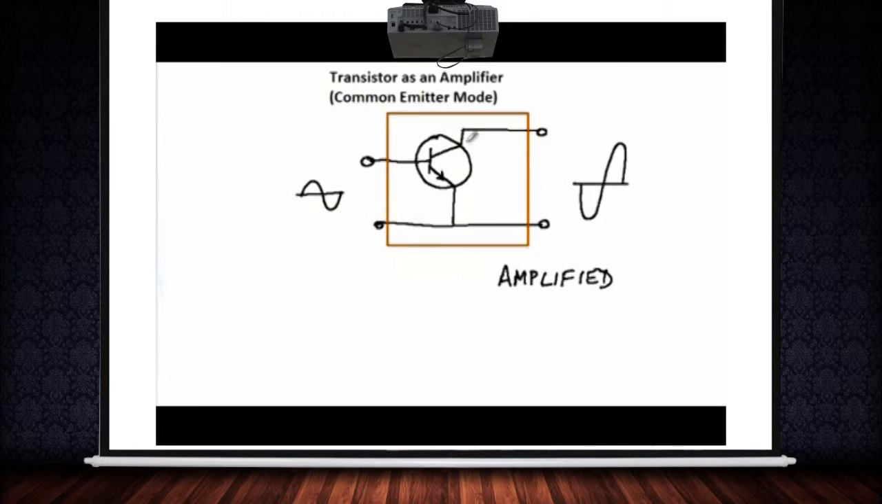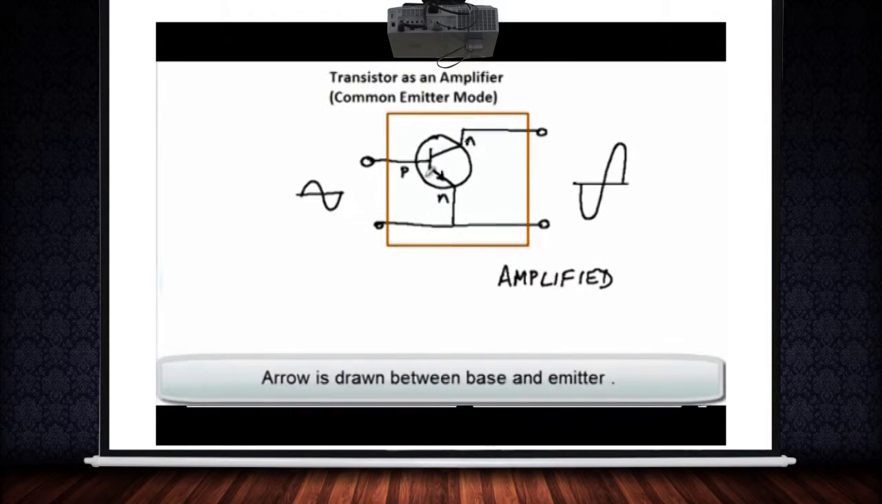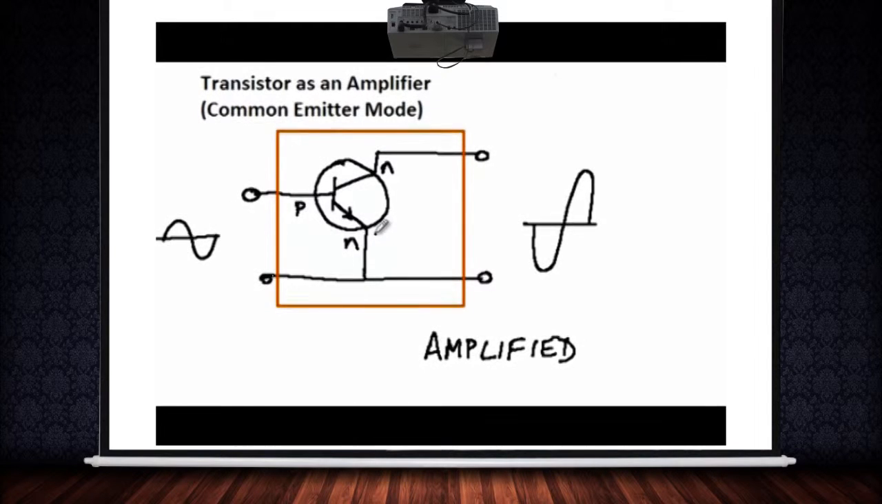Now when we look inside the box, we find that we have an NPN transistor. You know that this is an NPN transistor from the direction of the arrow, which points from the positive terminal to the negative terminal, and this NPN transistor is in a common emitter mode. See, this terminal is the emitter, this is the base, and this is the collector. You can see that the emitter is common to the input side and the output side. The input side is between the base and the emitter, and the output side is between the collector and the emitter.